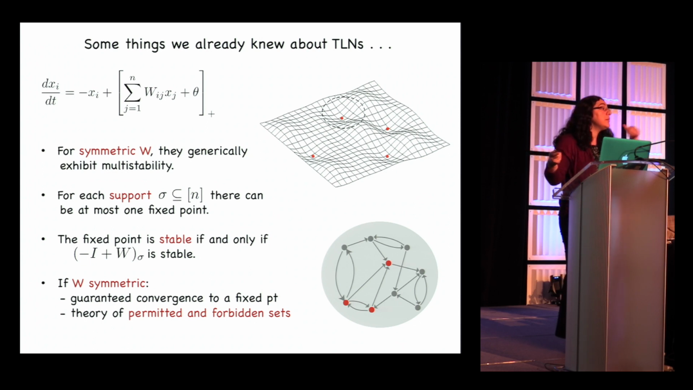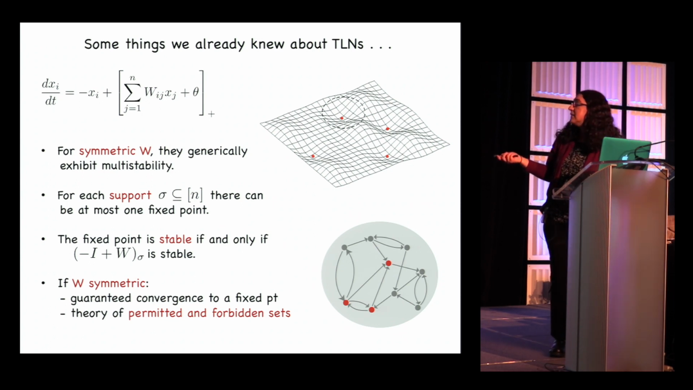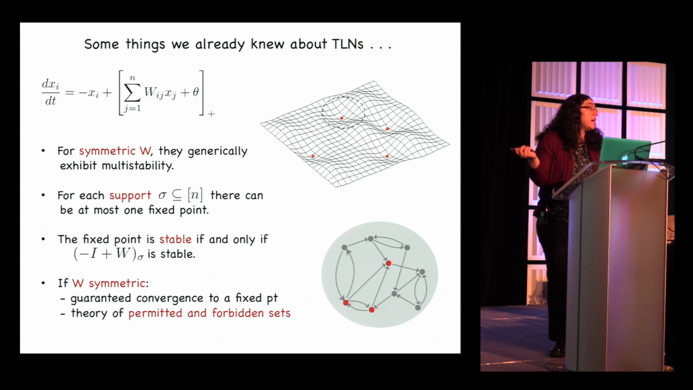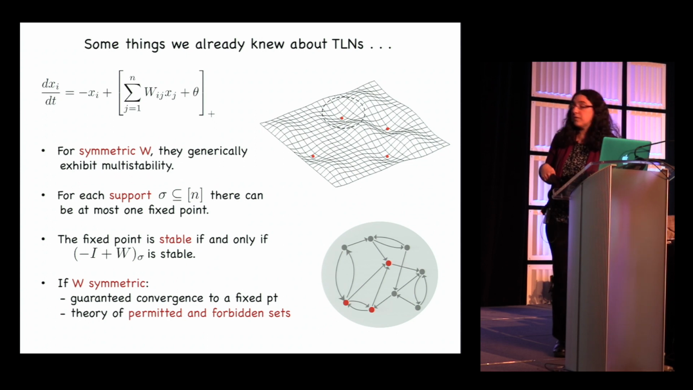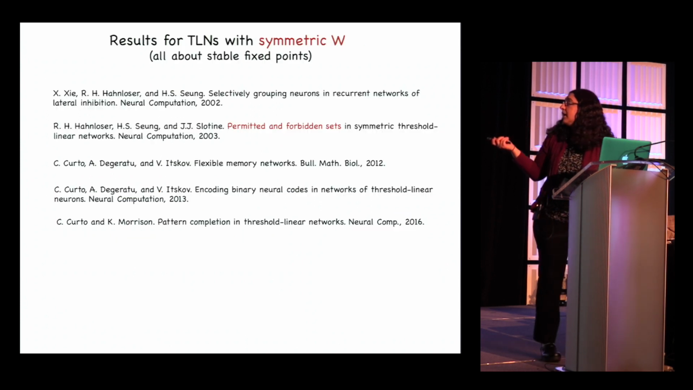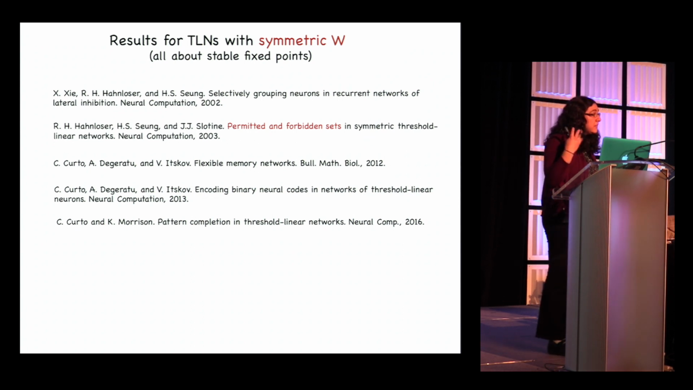And so basically, you can label the fixed points by the subsets of neurons that are coactive at the fixed point. And stability is easy to work out, and we also have a result kind of like the Hopfield model result, where you're guaranteed to converge to one of these stable fixed points in the symmetric case. And this follows really nice work that's actually now 15 years old or so by Hollister, Sung, and others. They developed this theory of permitted and forbidden sets for the symmetric case, had some very nice papers, including a Nature paper earlier than this, again, a long time ago.